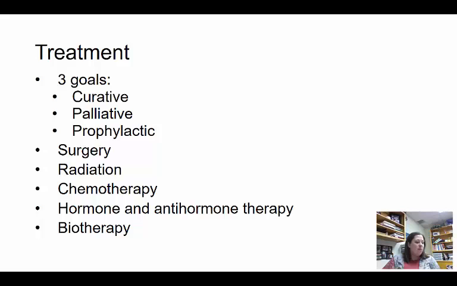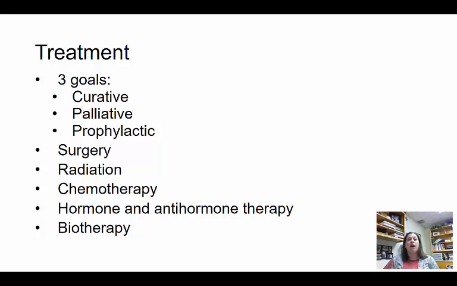And then the prophylactic is going to be more preventative treatment. These are going to be things that we want to prevent it from coming back, or we want to prevent you from developing something else. Some of these treatments include surgery. Surgery could be the option to remove tumors. Radiation, okay, might be an option.